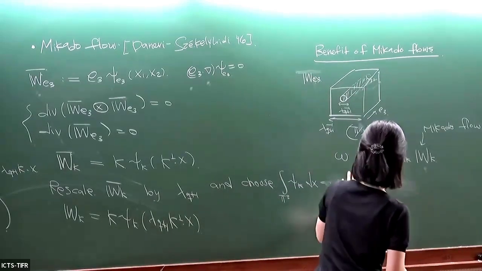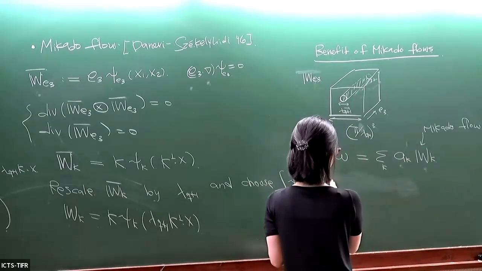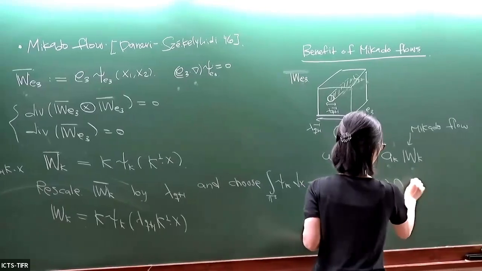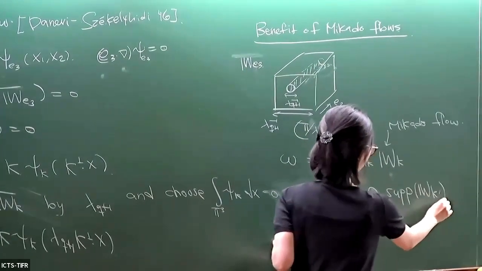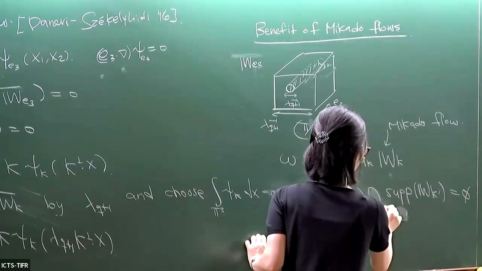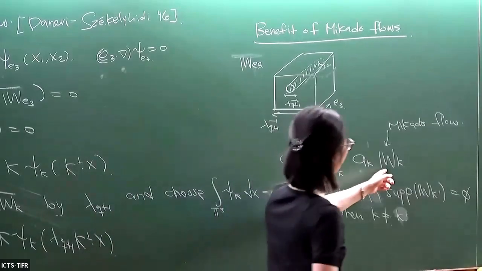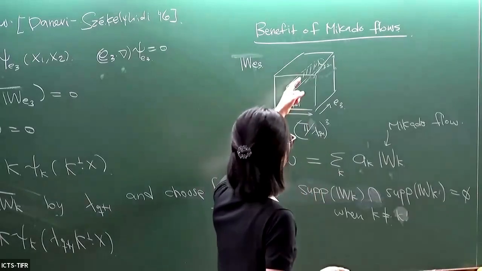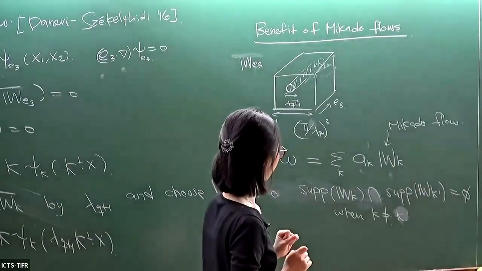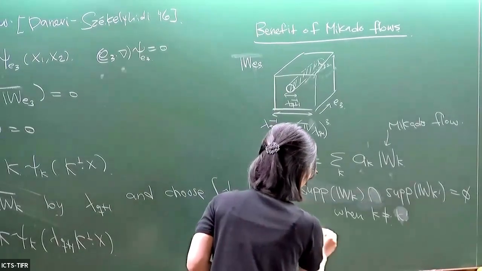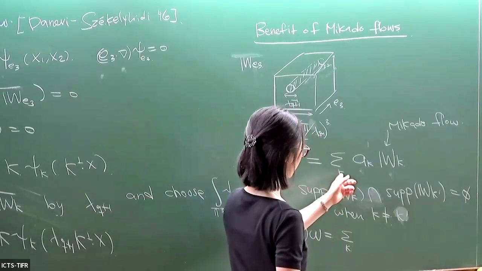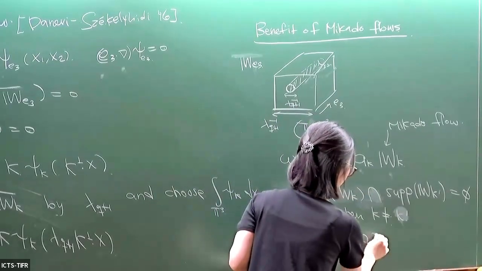if you place each Mikado flow nicely, you can actually achieve the following condition: the support of W_k and the support of W_k' is empty when k and k' are not equal. So there will be Mikado flows in multiple directions, but by placing them carefully, you can let them have disjoint support. And now, if you look at the expression of W tensor W, by using this disjoint support property, there won't be any terms which involve k and k'. The only term that you see is the self-interaction.